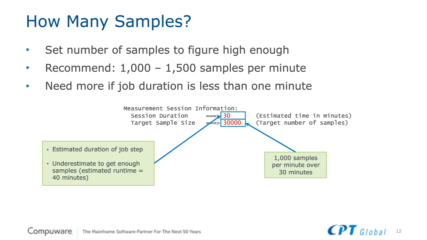Now, what I tend to do with the session duration is I usually underestimate it. So in this example you're seeing, the job step was going to run for 40 minutes, so I told Strobe 30, just in case the job step this time runs a little bit faster than I expect. And then I do the 1,000 to 1,500 samples per minute, in this case 1,000, which gives me 30,000 CPU samples. So that's how you actually set how often Strobe samples and the frequency of it as well. Does that work for you as well, Spencer?